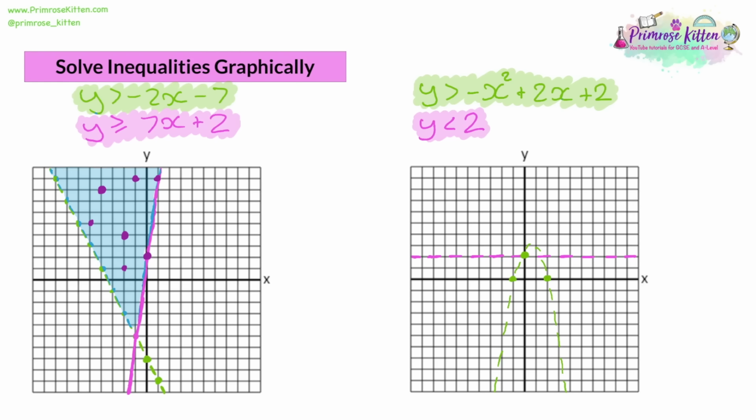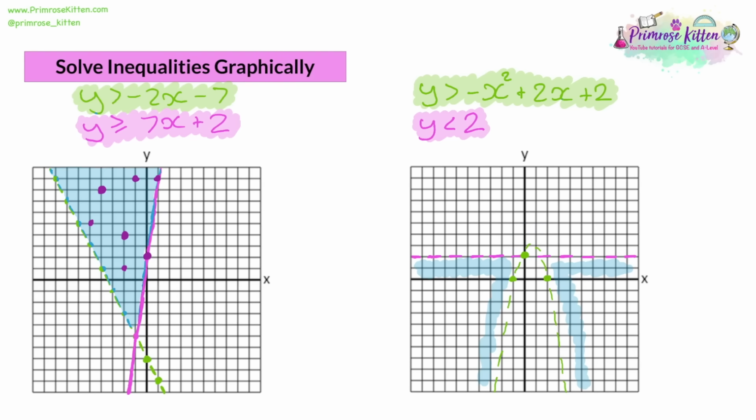But y is less than 2. So we want everything below the pink line. And y is greater than the quadratic. So we want everything that is above the green line. And I want to shade in the area that's shaded in twice. Now, the bit in the middle, that's only been shaded in once. So let's rub that out. The bit on top, that's only above the green line, so we can shade that out.